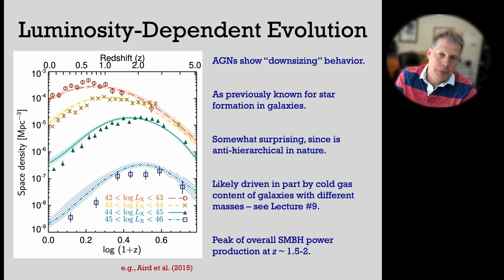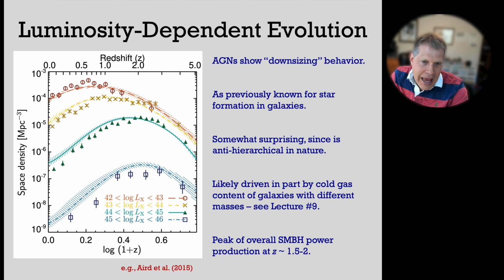And this behavior is somewhat surprising. It's kind of anti-hierarchical in nature. You normally think of the universe developing where you form little things, the little things merge together to make somewhat bigger things, and then the somewhat bigger things merge together to make bigger things still, and so on. But this is actually the opposite of that. The really big, powerful black holes came first, and then the lower and lower luminosity, presumably lower mass black holes came later and later. Now, why is this happening? Well, we think this is likely driven by the behavior of cold gas in galaxies of different masses.